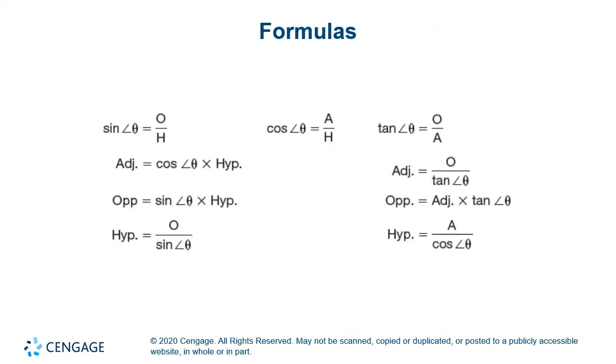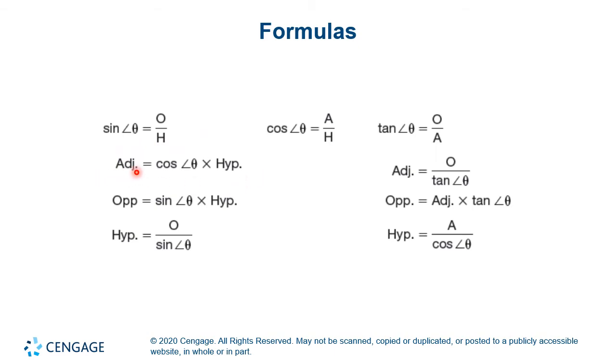So here are these trig functions shown as formulas. We have sine, which is defined as opposite over hypotenuse, cosine of an angle is defined as adjacent over hypotenuse, and tangent of an angle defined as opposite over adjacent. You can use these in a number of different formats.